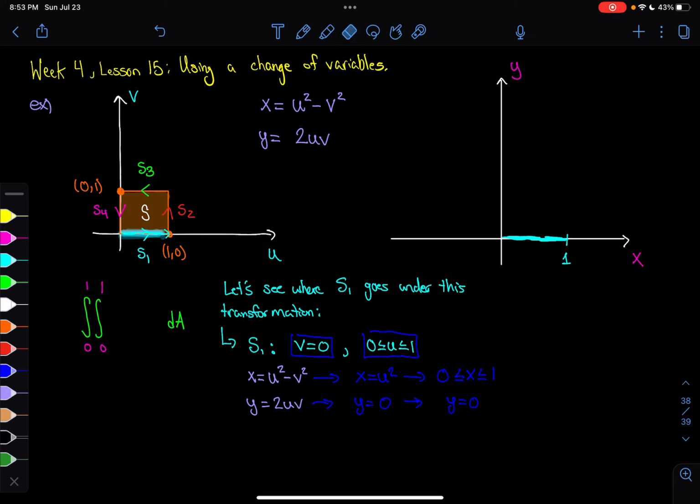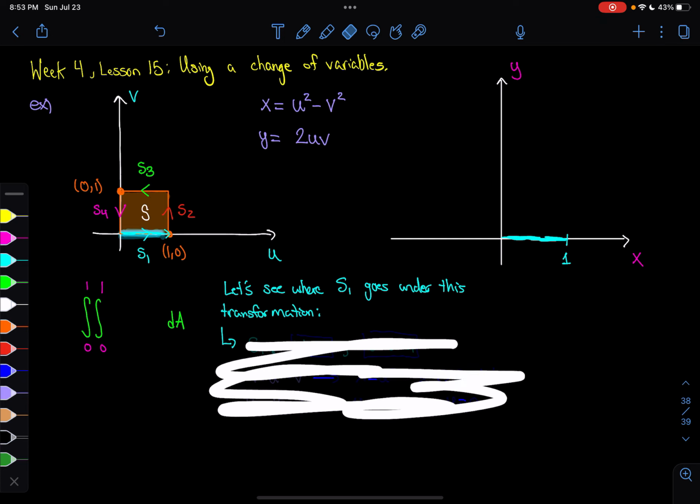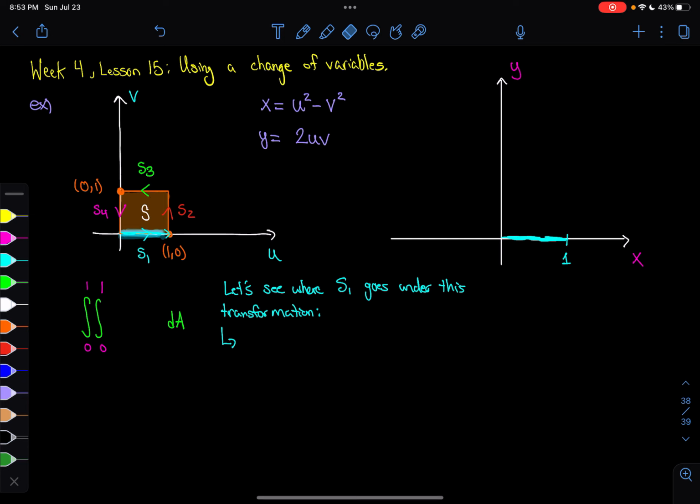Now let's do S2. Okay, so I'm actually just going to erase this because I want you to be able to see what we're doing all at once. So let's go ahead and try S2, right? What is going to happen to this right line? Okay, so S2 can be described by what? Well, it looks like, visually, it is a straight line given by u equals 1, and it's that straight line for the values of v that go from 0 to 1. From here, right, v equals 0, v equals 1, and u is equal to 1 the entire time.